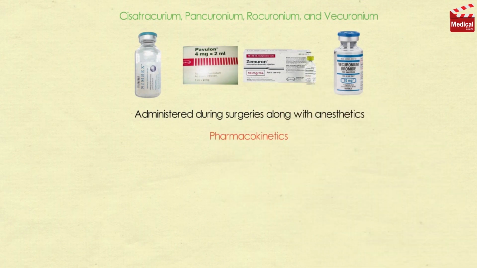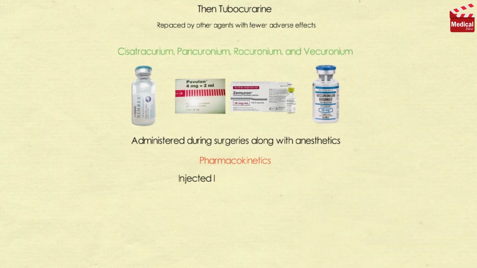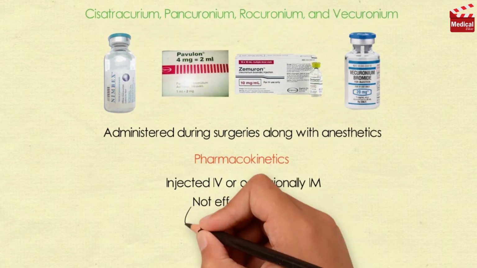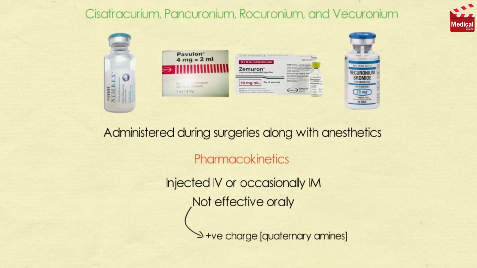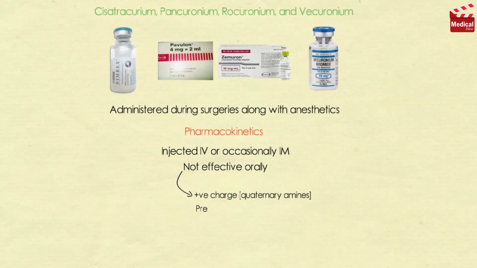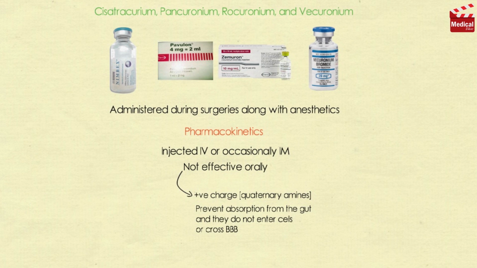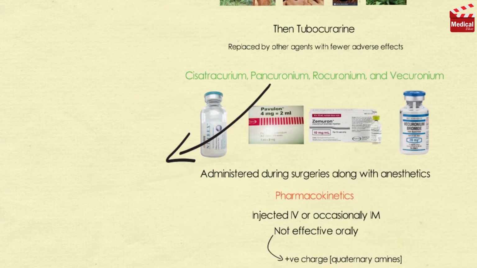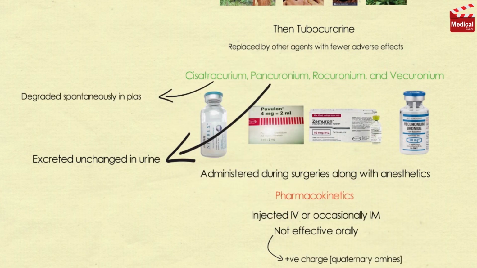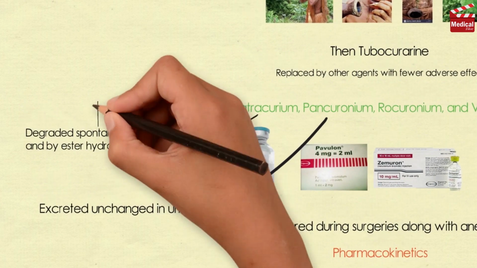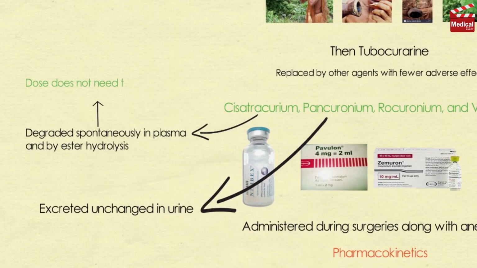Let's talk briefly about the pharmacokinetics of this group. All of these agents are injected intravenously or occasionally intramuscularly since they are not effective orally. These agents are positively charged, as they possess 2 or more quaternary amines in their structure, that prevent their absorption from the gut, and they do not enter cells or cross the blood-brain barrier. Pancuronium is excreted unchanged in urine. Cisatracurium is degraded spontaneously in plasma and by ester hydrolysis, so it is the only non-polarizing neuromuscular blocker whose dose does not need to be reduced in patients with renal failure.